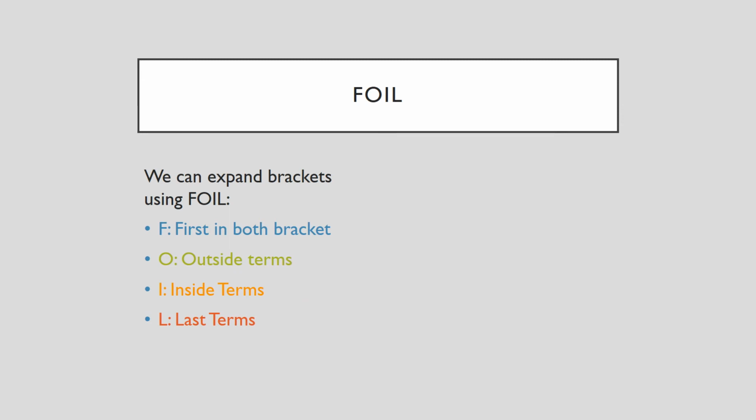You can also expand brackets using FOIL, and FOIL is just an abbreviation that helps us remember the steps involved. So the first is our F, which is looking at the first term in both brackets. And here I've highlighted them, so we have a and c. So that's our first term in each bracket. And we multiply them together, and we're going to get ac down here. I like to draw arrows, so I'm going to put those arrows in there too. So we've multiplied a and c.